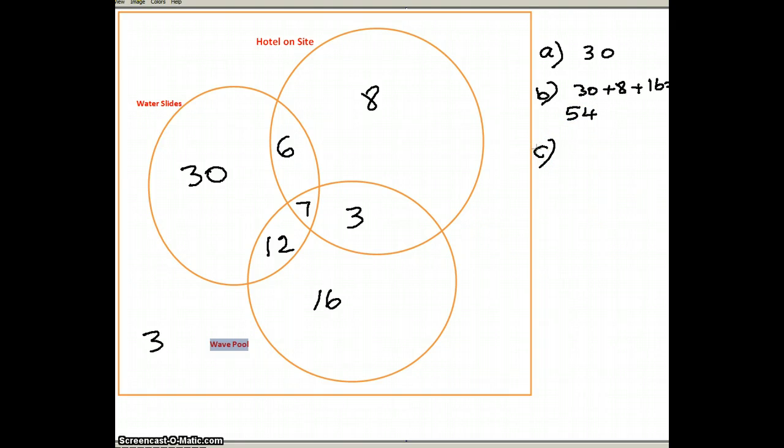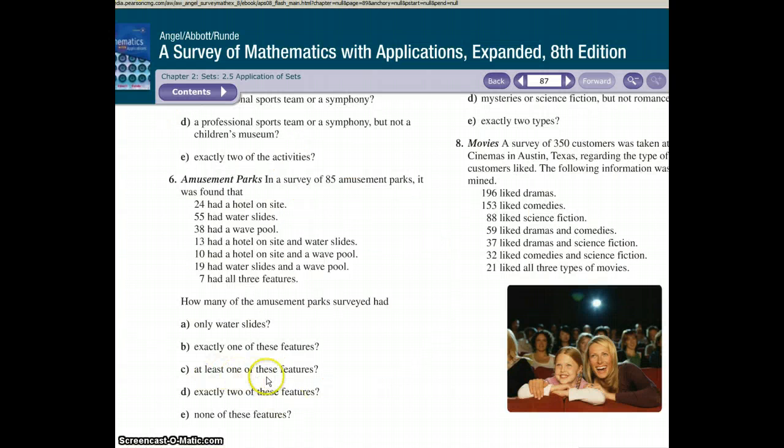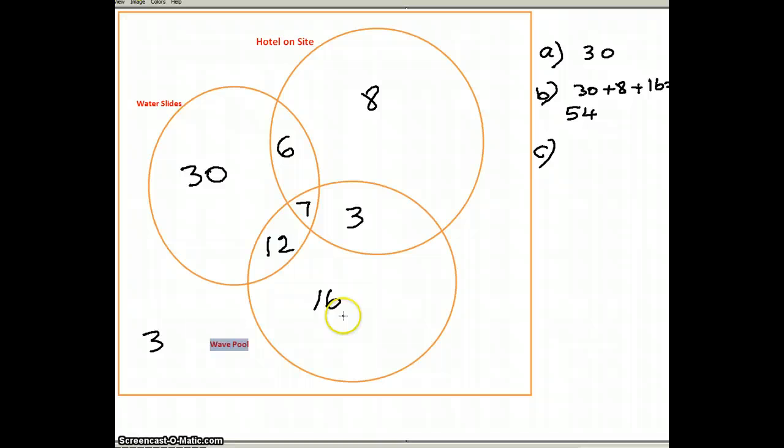Let's look at part C now. Part C, at least one of these features. By definition, at least one means 1 and above. So we're going to have the 1 option added to the 2 option added to the 3 option. In other words, we're going to add all these terms inside the circles except for the 3 outside. And we already know that this is going to be 82. If you add 30 plus 6 plus 8 plus 7 plus 12 plus 3 plus 16, the answer should be 82. And again, this is at least one option.